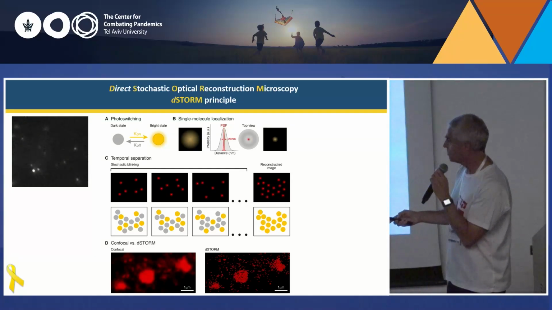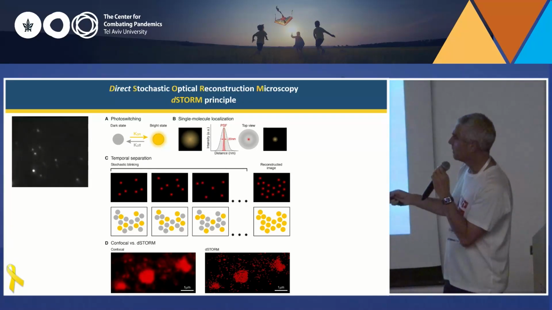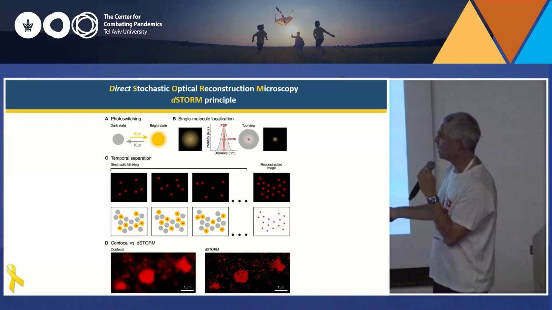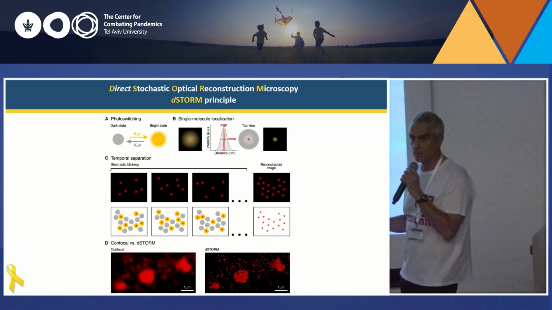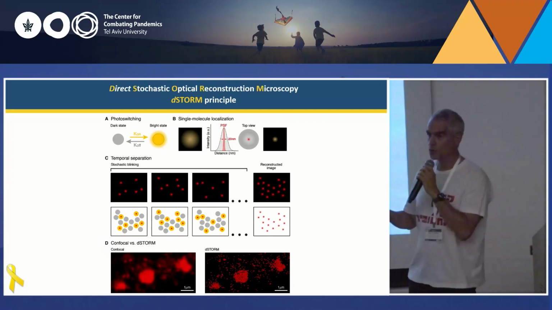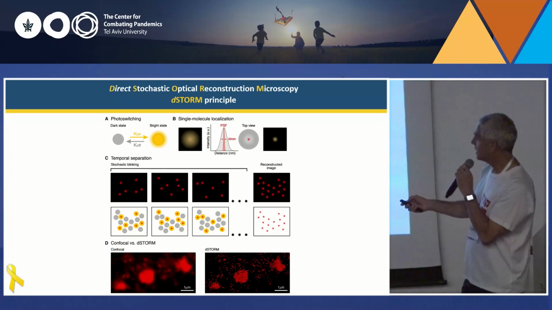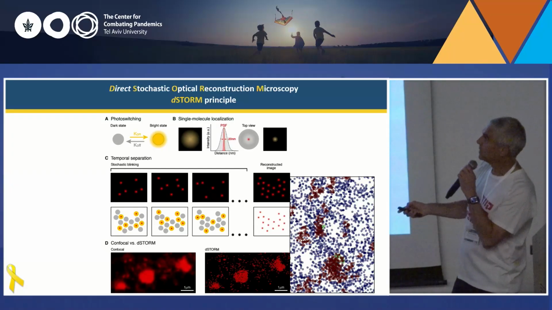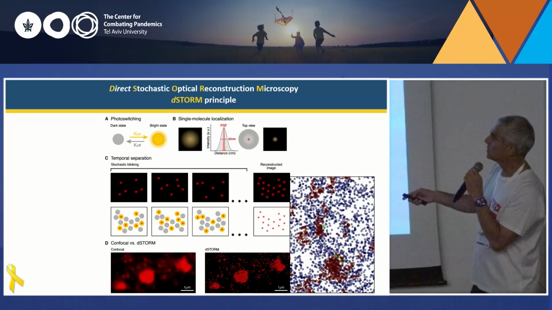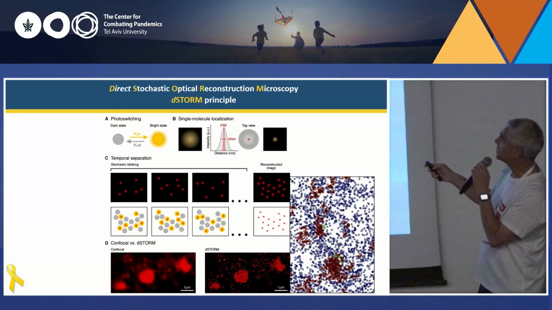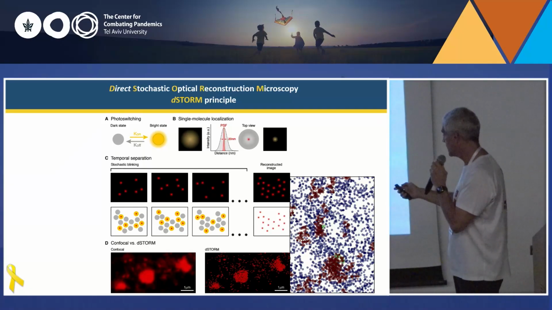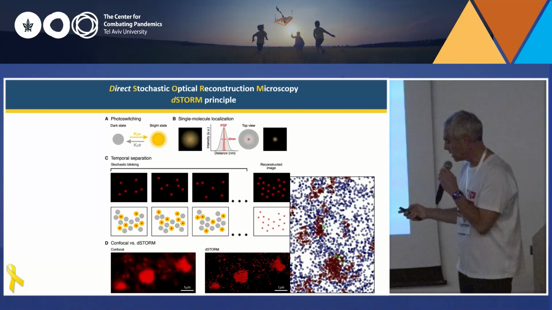And what we are doing is repeating these images many, many times, thousands of times. Each time we are marking the center of the blink, and we are reconstructing a new image, which will basically be composed of the different blinks. And this is why it's called direct stochastic. It is the stochastic blinking. Optical reconstruction microscopy, this is the reconstruction itself. So basically, this is how an image looks at the end.